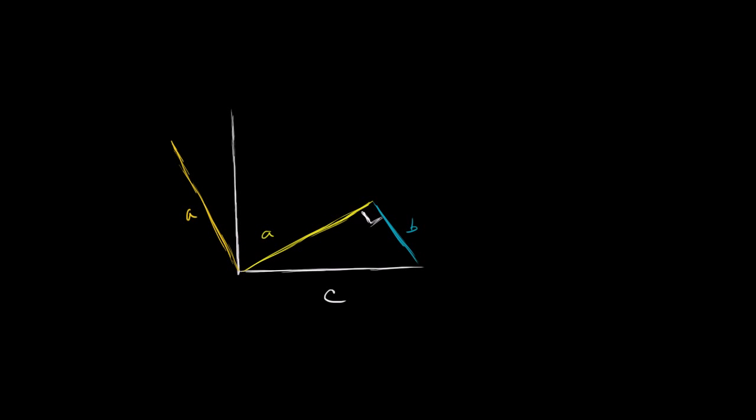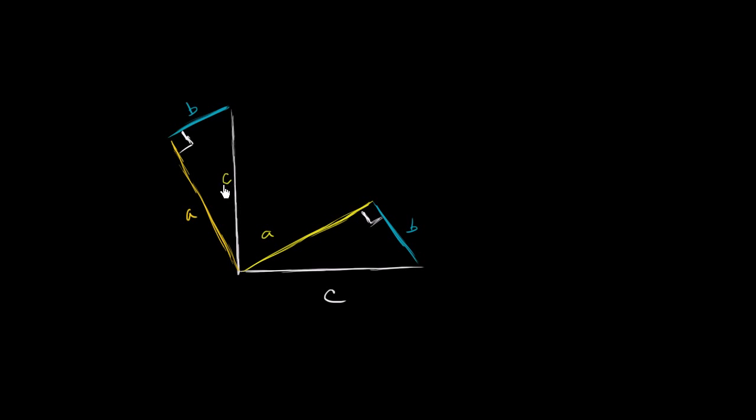Now let me draw side B. It's going to look something like that, the side that's length B. And the right angle is now here. So all I did is I rotated this by 90 degrees counterclockwise. Now what I want to do is construct a parallelogram, and let me label all this.